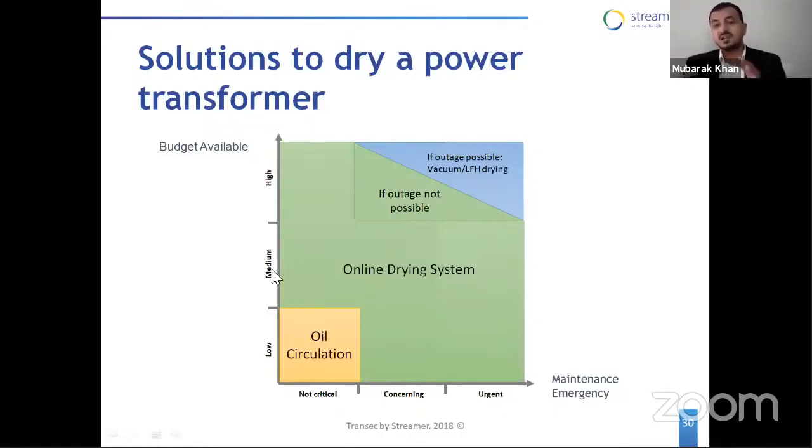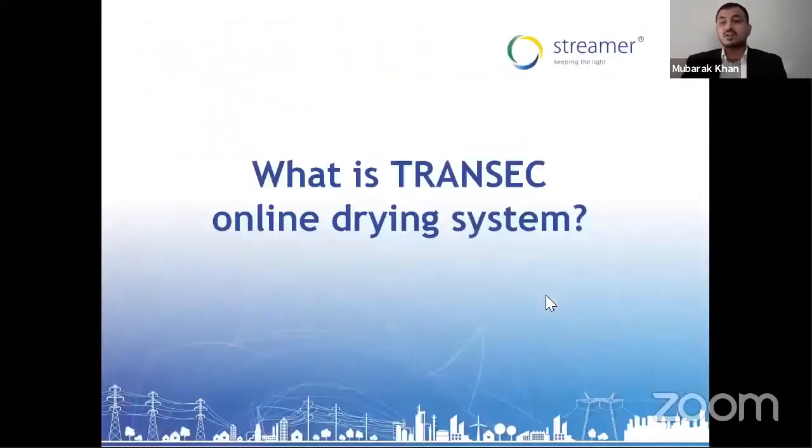So this explains that in the majority of applications, you should go for online drying. Only in some special cases do you have to go for LFH vacuum or oil circulation. Okay. Now we will see what the online drying system is. I will just give a brief introduction of how it works.